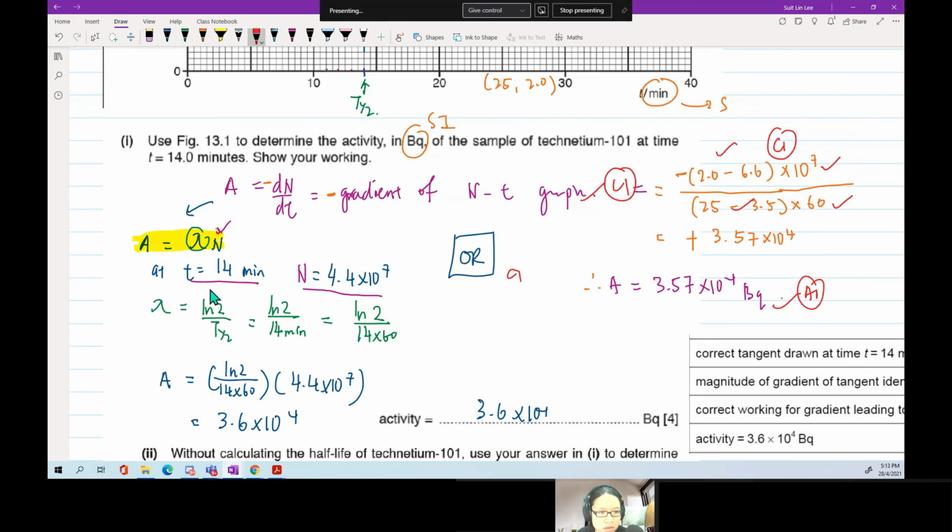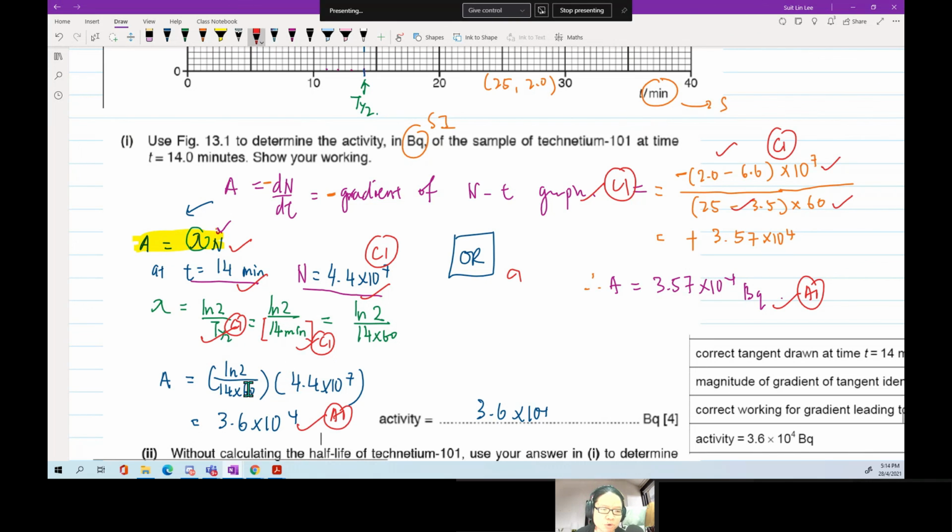Okay, 1 mark. You write A is equal to lambda N. And you know at t equal to 14, this is C1. The initial substituting condition is C1. Second mark, you find the half-life, C1. Third mark, lambda is ln 2 over half-life. Yeah, lambda is ln 2 over half-life. Fourth mark is bringing it all together.